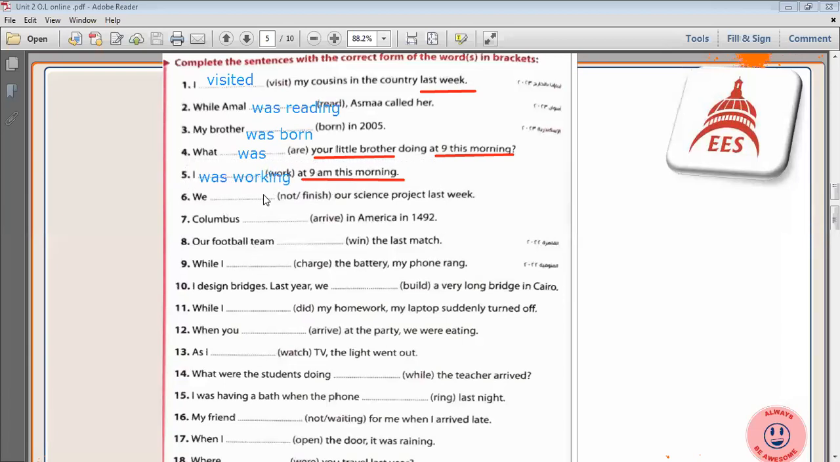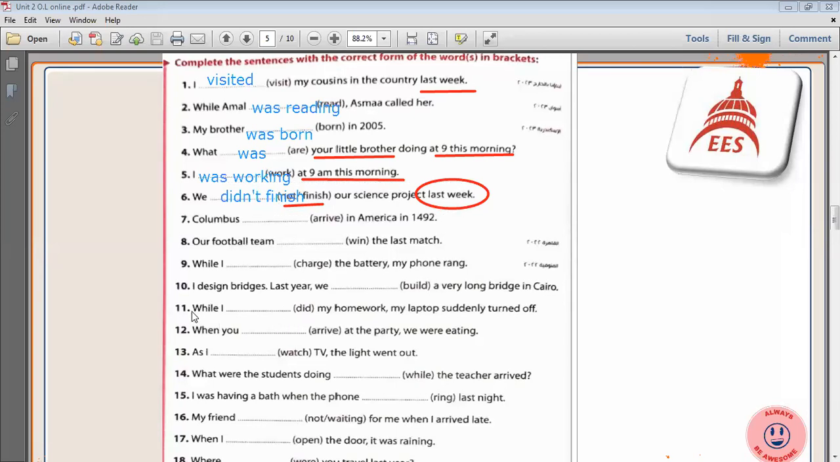Let's take a look at number 6. Here, as you can see, we have last week. So this is past simple. And here we have not. So I need a sentence in the past simple, but the sentence is negative. So we didn't finish. Lovely. We didn't finish our science project last week.